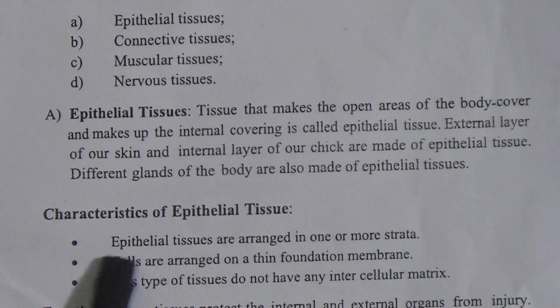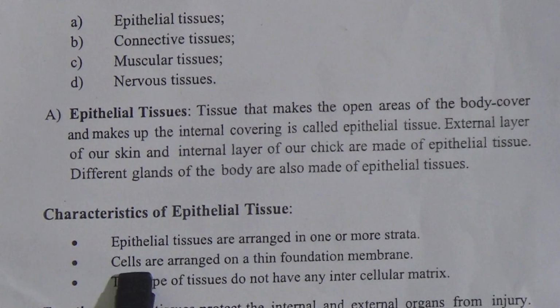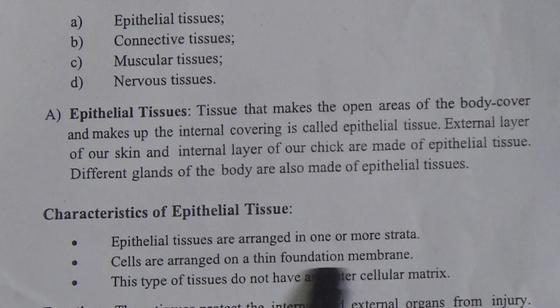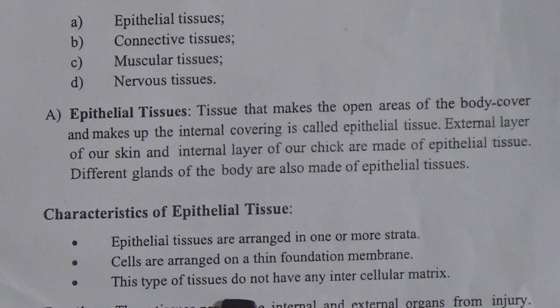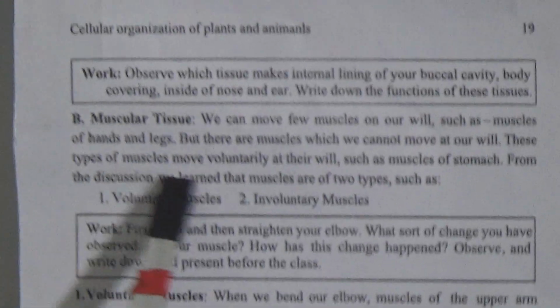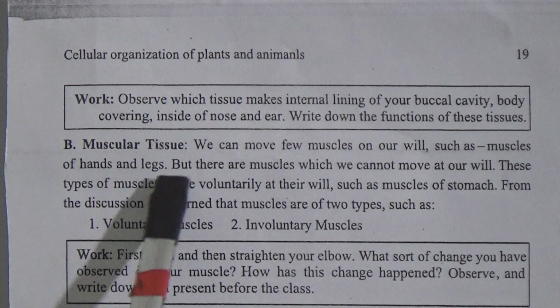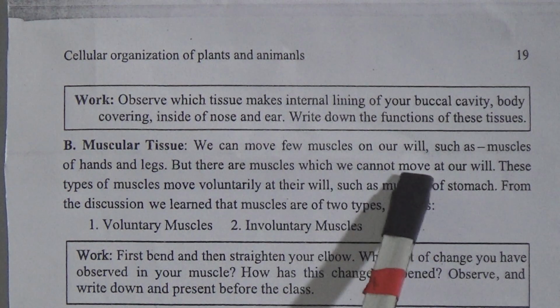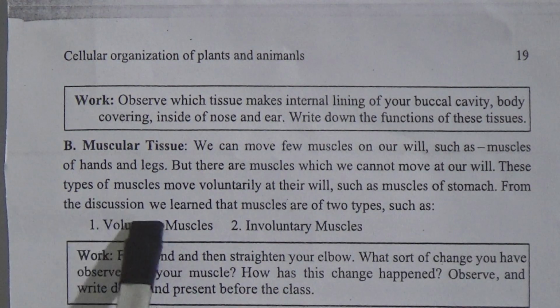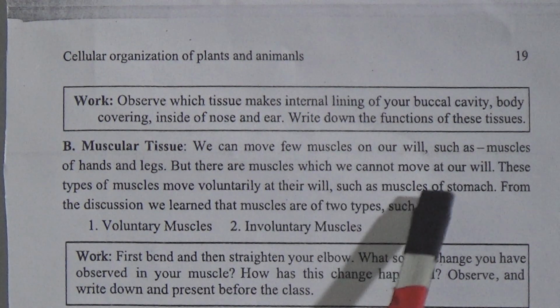Characteristics of epithelial tissue: epithelial tissues are arranged in one or more strata. Cells are arranged on a thin foundation membrane. These types of tissue do not have any intercellular matrix. Now come to here students, page number 19. Here is muscular tissue. We can move a few muscles at our will such as muscles of hands and legs, but there are muscles which we cannot move at our will. These types of muscles move involuntarily, such as muscles of the stomach.